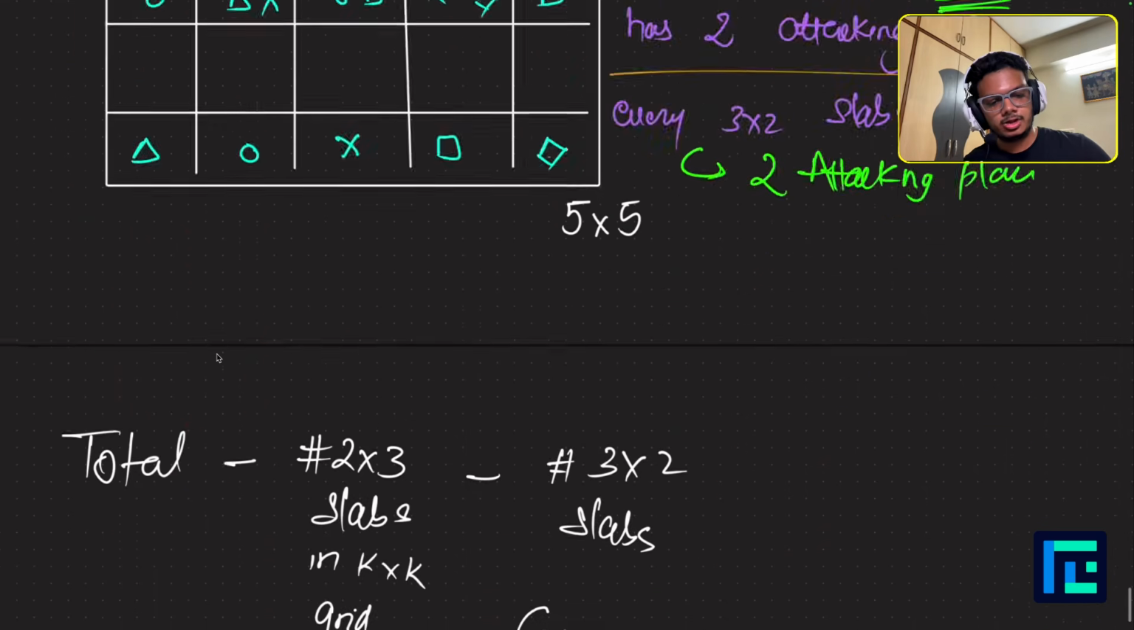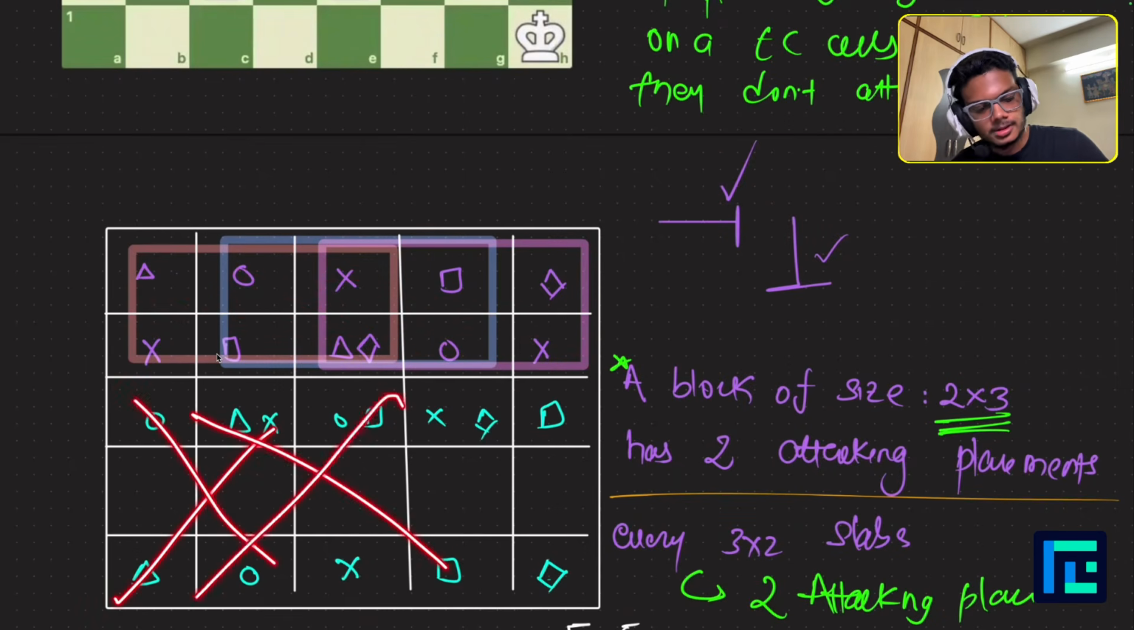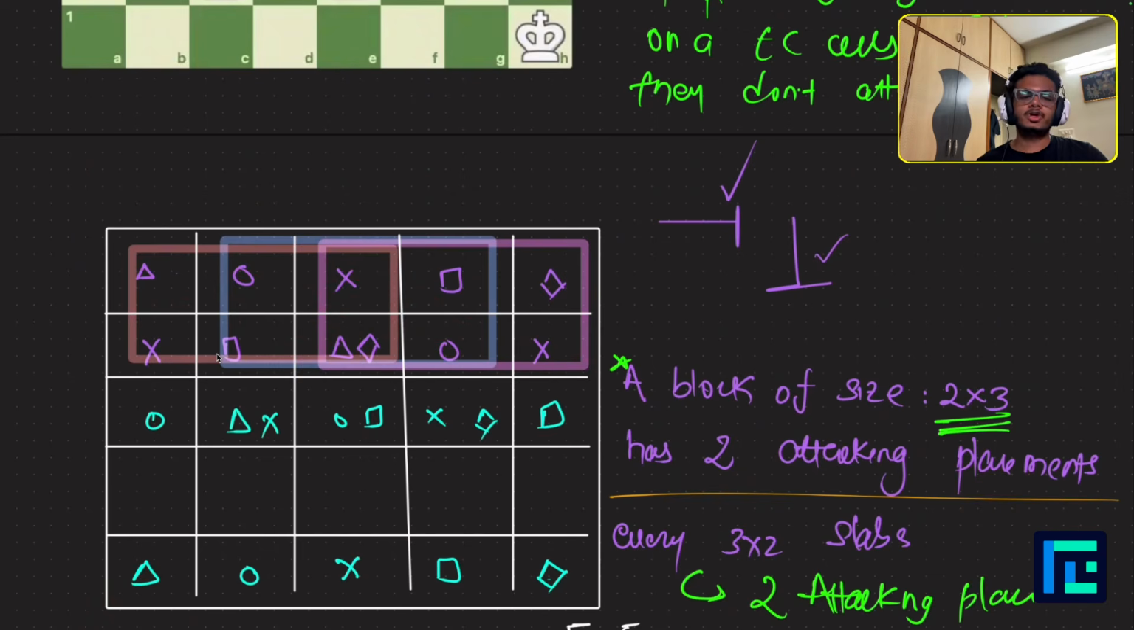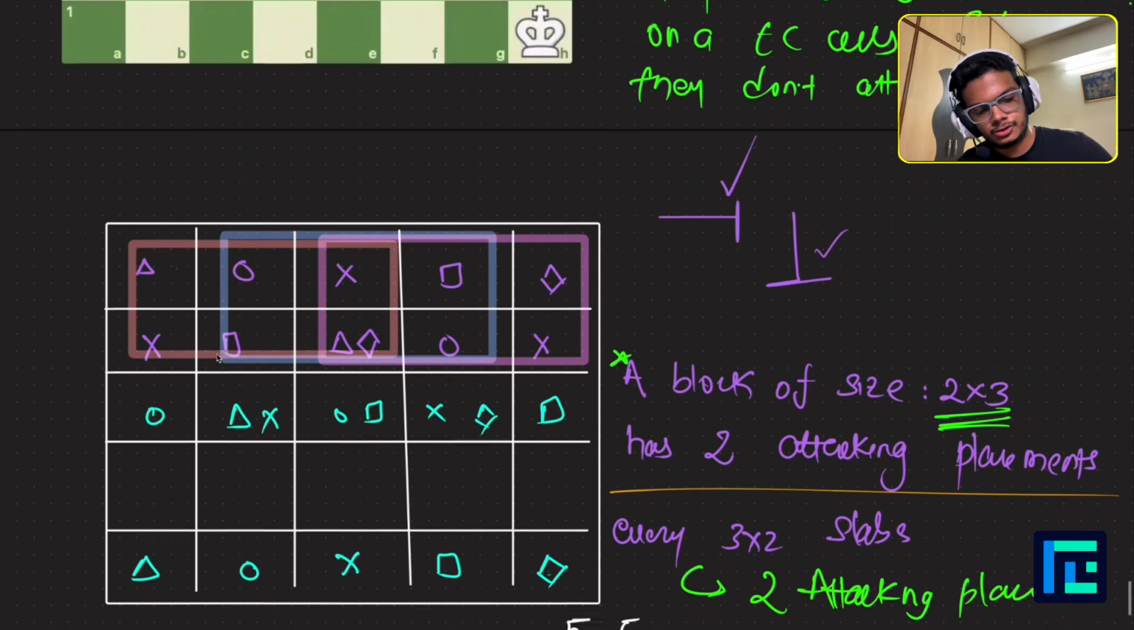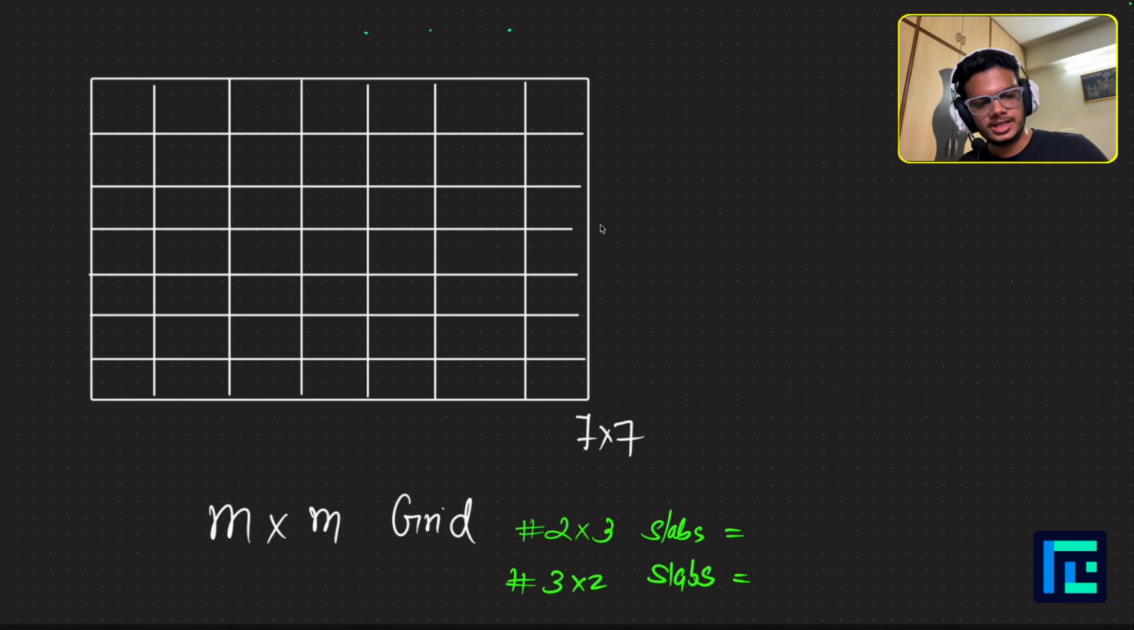So the key argument here is that every placement here, every placement here, every placement here, every placement here is unique to its slab. It will not be part of any other slab, right? So yeah, that's about that. All that remains is how you are going to find the number of 2 by 3 or 3 by 2 slabs. How do we find the number of 2 by 3 and 3 by 2 slabs?